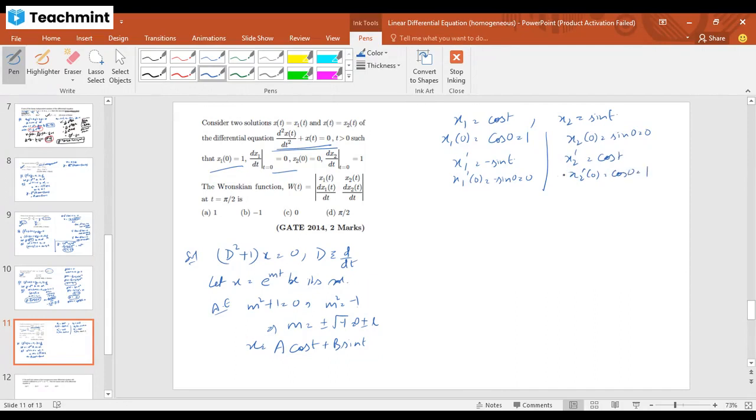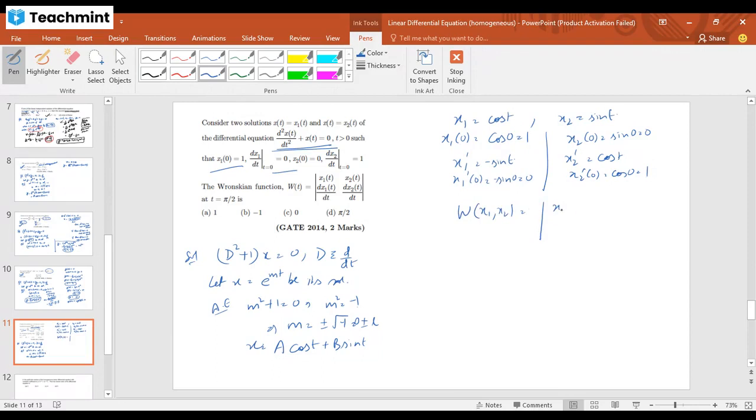So it means that when we are writing the solution, we can assume sin t and cos t also, but we need to choose the solution in such a way that they must satisfy this condition. Okay, so x1 is cos t, x2 is sin t. Now we need to find out the Wronskian of x1 and x2.